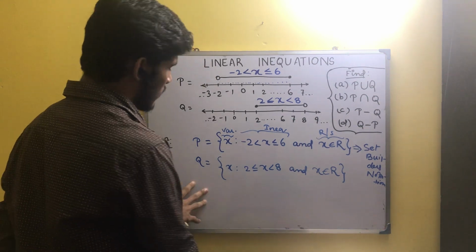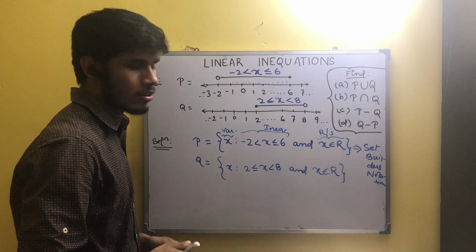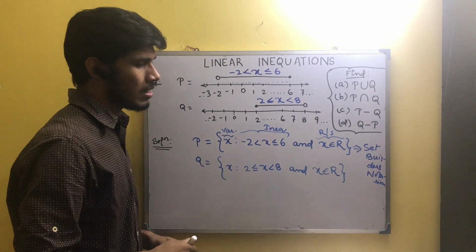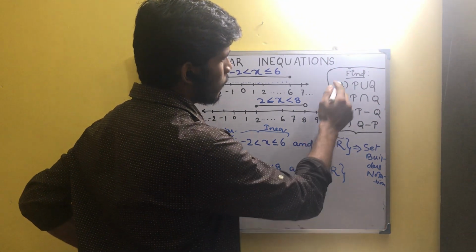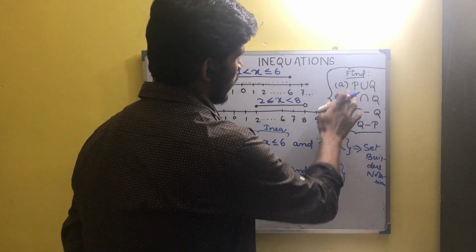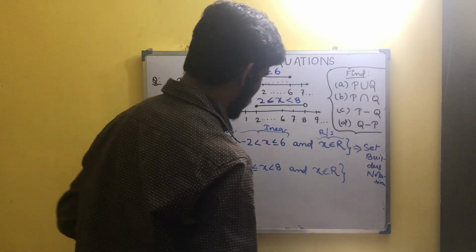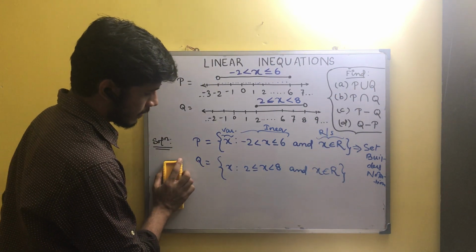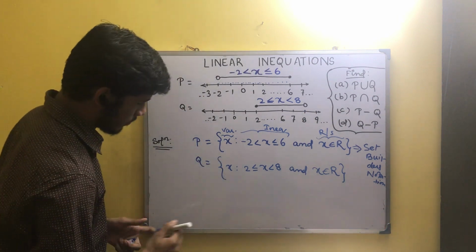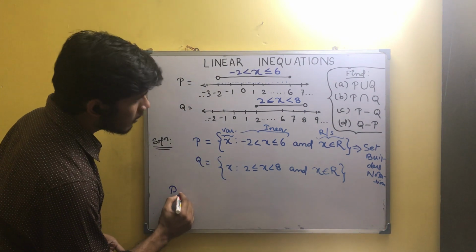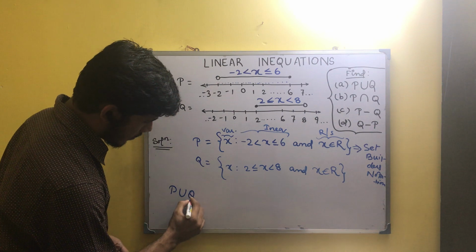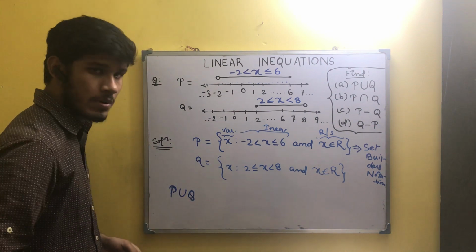Now we have already got the P and Q in the set builder notation. Now we need to find four things. First is P intersection Q. So how are we going to get that? Okay, I'll represent it here. P union Q, actually not intersection, P union Q. Now what does P union Q mean?